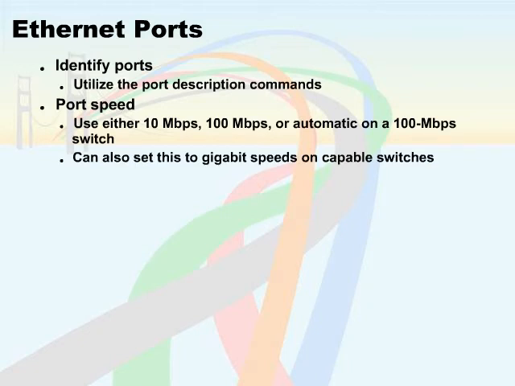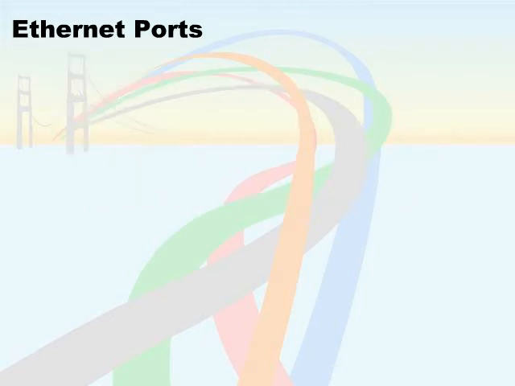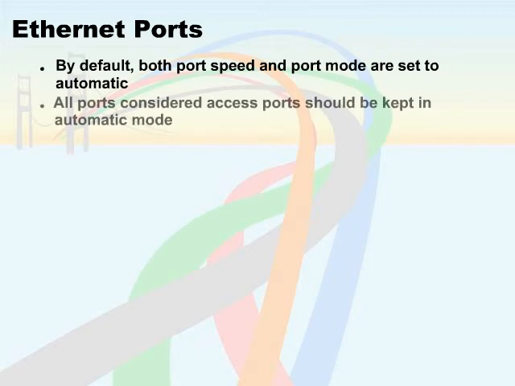In addition to the speed, you may want to set the duplex. The duplex can be set to half duplex, full duplex, or can remain in its default state of auto. One thing to realize about setting Ethernet ports or hard coding the Ethernet port characteristics is that both the port speed and the port mode are set to auto by default.